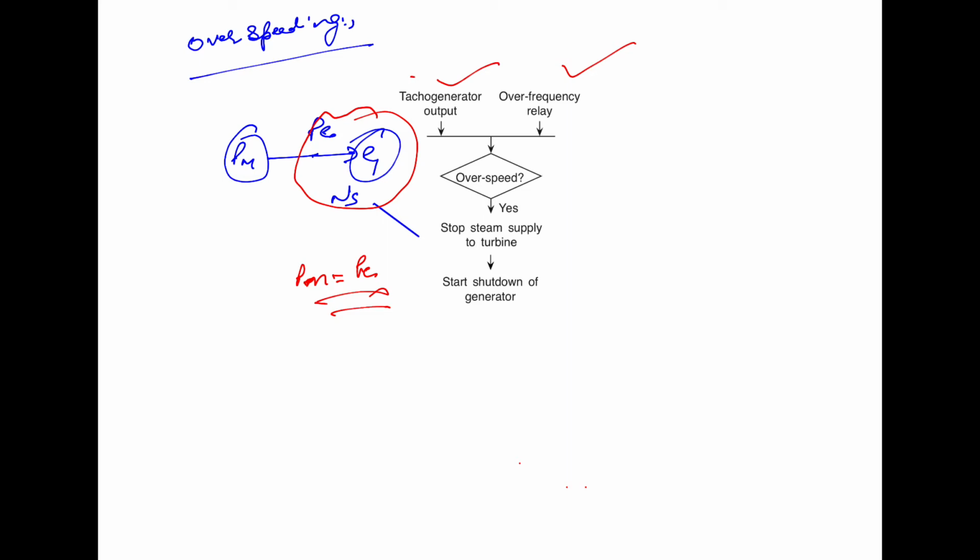So the logic is that it will detect the overspeed. If the speed is high, it will stop the steam supply to the turbine and start the shutdown of the generator. This logic against overspeeding is shown here. We can use the over frequency relay, or we can monitor the output of the tacho generator mounted on the generator shaft.